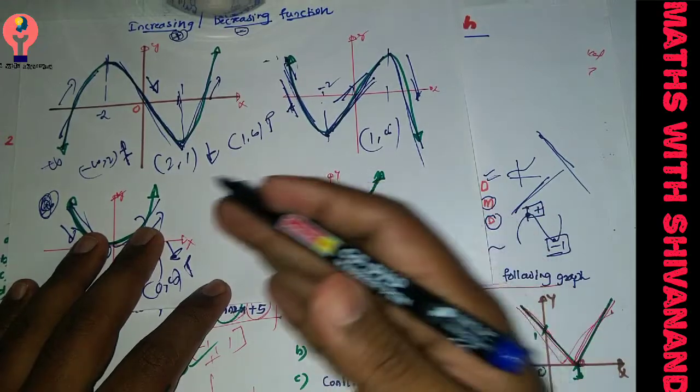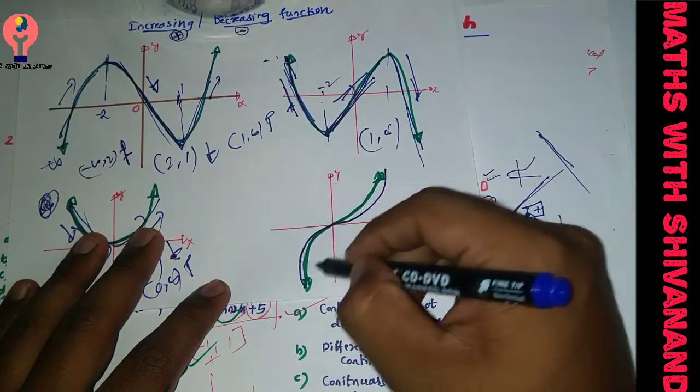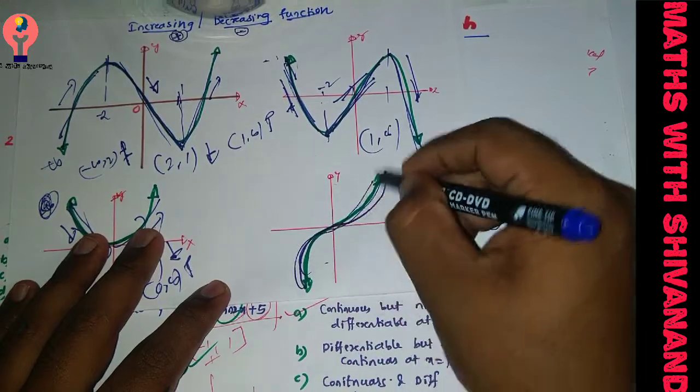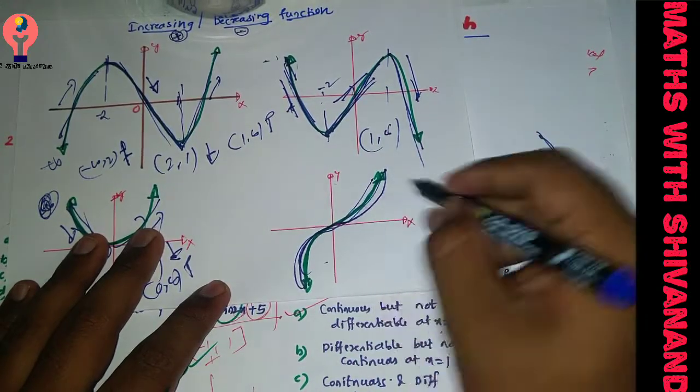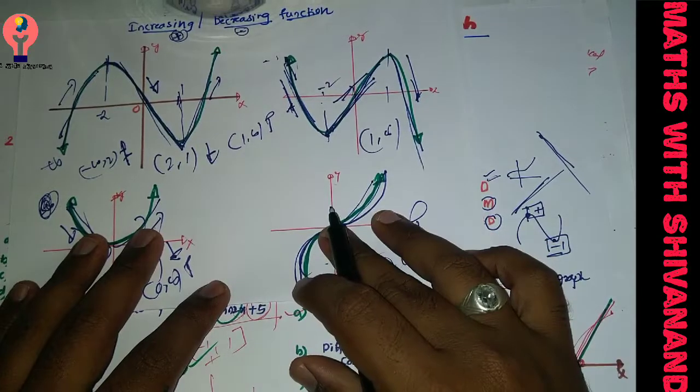So take this curve here. Check the behavior from left to right. Are you climbing up or down here? Definitely you are going up, no? Because of that, this function is continuously increasing from minus infinity to plus infinity.